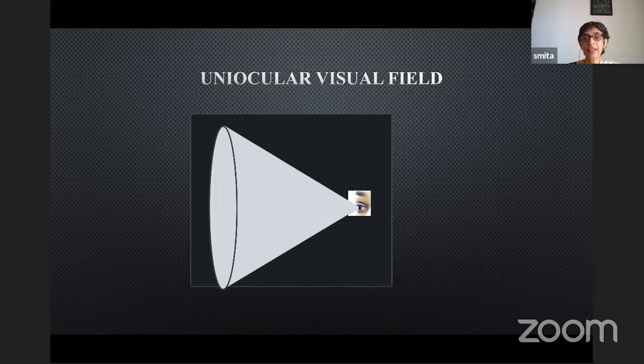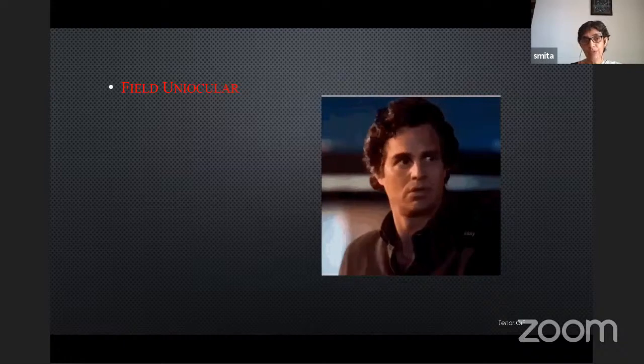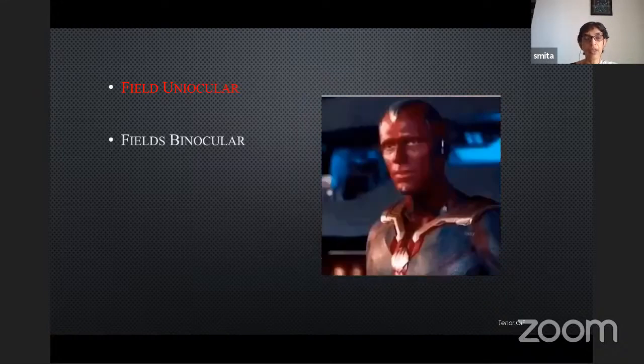Now, visual field, as you know, is that area, or rather that volume in space that you can see when you are fixing at a given object. Now, here I want to make a point. Most of the time in our clinics, we are checking the uniocular visual fields. But in our day-to-day life, we use both our eyes together. That is the binocular fields.